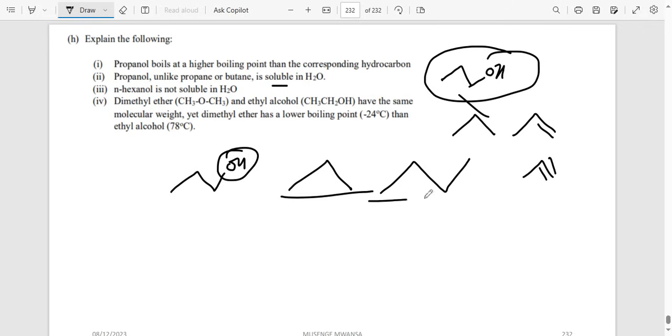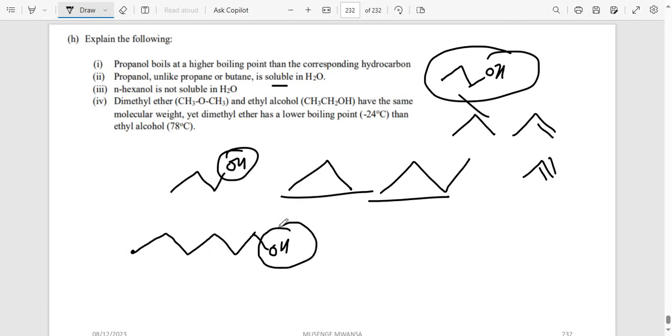These other guys are non-polar, so they can't form hydrogen bonds with water, making them insoluble. And then the next one, hexanol, is not soluble in water. Hexanol is a straight chain of six carbons, one, two, three, four, five, six, and then it has got OH. Now this guy is not soluble. It is insoluble in water.